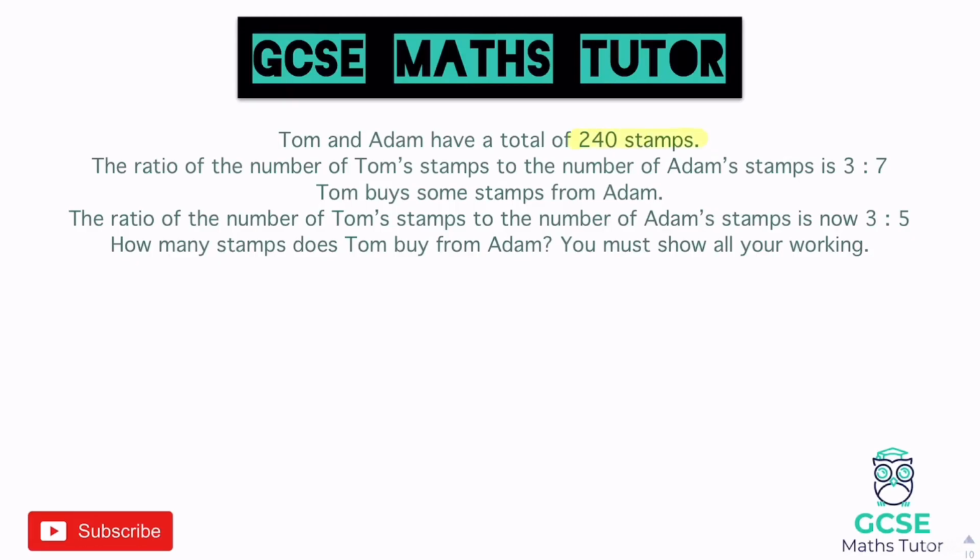We're always having 240. If extra stamps were being added in, this problem does get a lot more complicated, but this type of problem here, there's only 240 and they're just sort of interchanging some between them. So if we have our first scenario, scenario number 1, we've got 240 stamps and we've got Tom to Adam in the ratio 3 to 7.